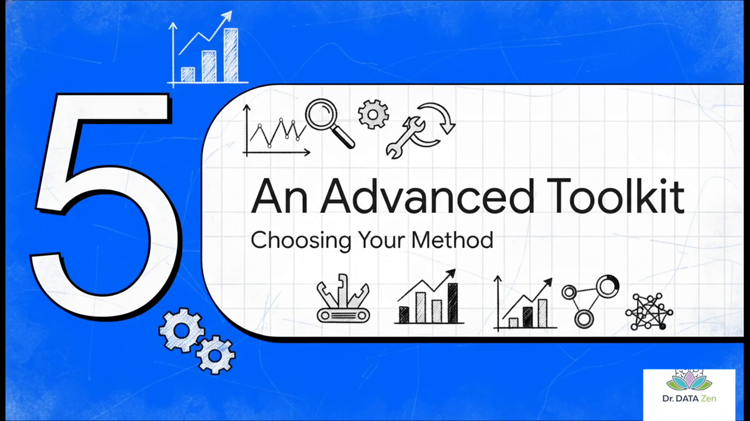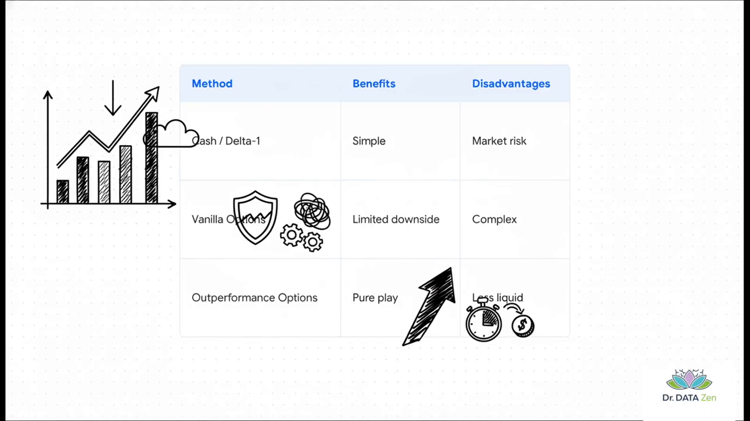So with all these different strategies, how do you pick the right tool for the job? From trading simple pairs to these complex jumps, it's all about understanding the trade-offs. Let's break down the options. Yeah, the book makes it very clear. There is no one-size-fits-all solution. As you can see, every method has its pros and cons.